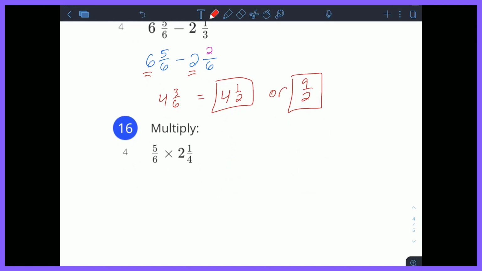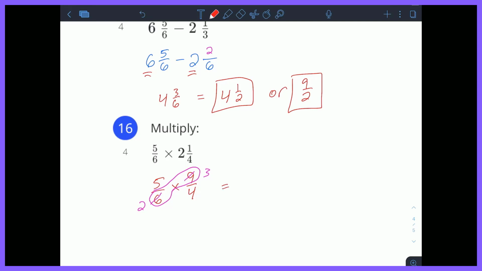Last problem, multiplication. It's easy. It's division without the keep, change, flip. So it's super easy. So let's just go ahead and get this thing turned into an improper fraction. So 4 times 2 makes 8, plus 1 is 9/4. Now just do it like normal. Don't keep, change, flip. On the diagonal, I do have a division of 3 here. If I divide 6 by 3, I get 2, and 9 by 3 makes 3. The other diagonal does not have anything to simplify by.